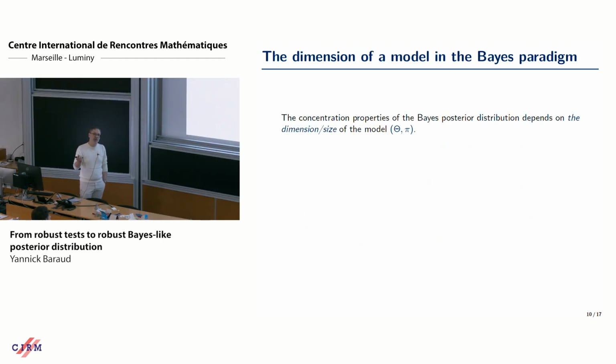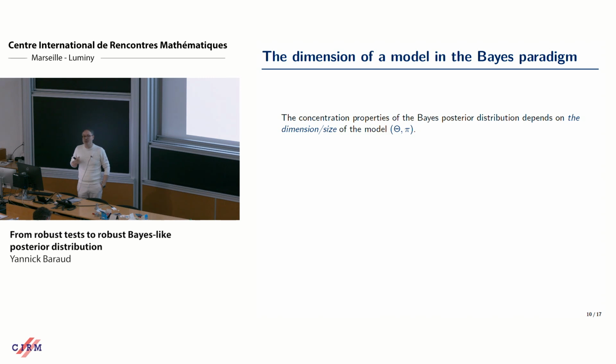And the result will, as you can imagine, also depend on the size of my statistical model. So I need to measure the size of the statistical model and the size of my parameter space. For those of you who are doing frequentist statistics, usually you measure the size of a statistical model by using entropy, or maybe Rademacher complexity, or all those kinds of notions of dimension of a statistical model.